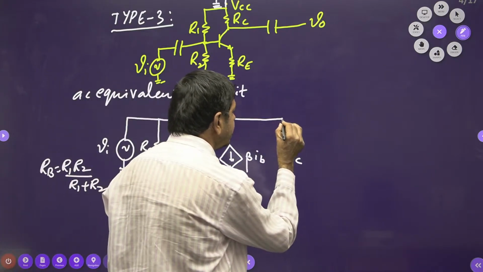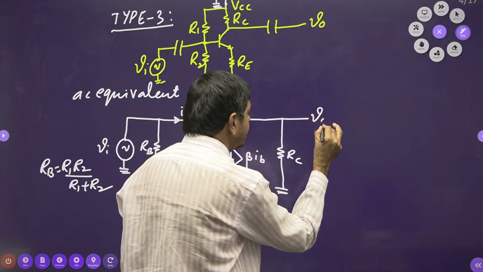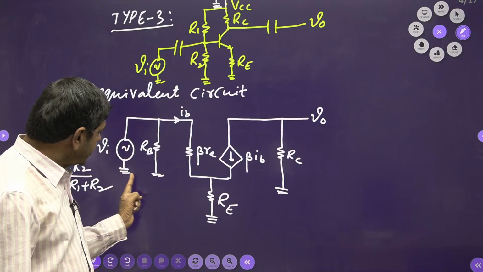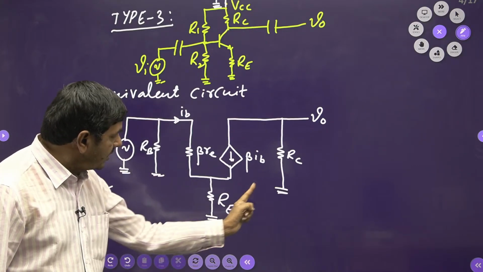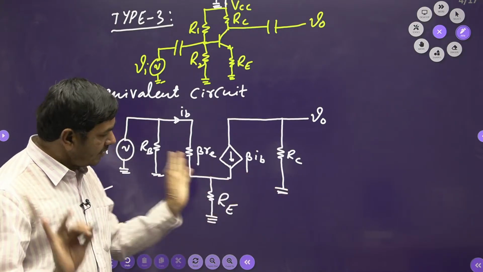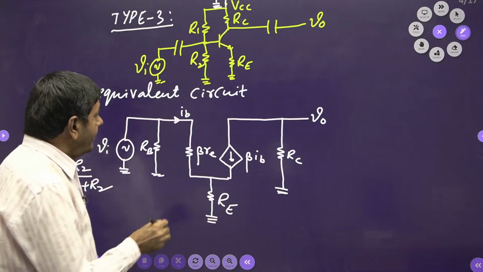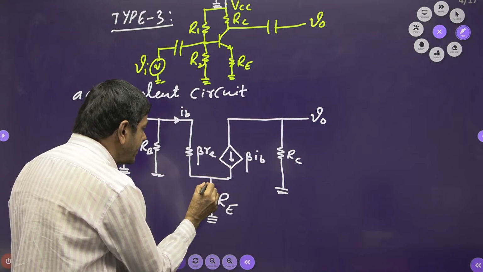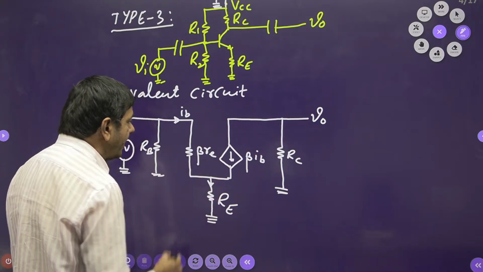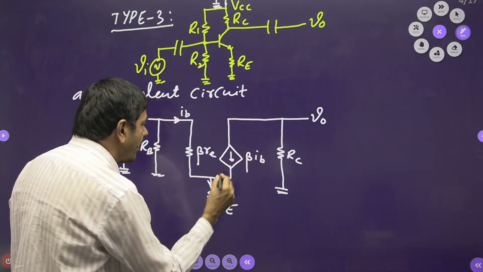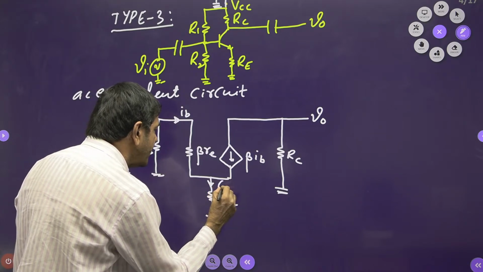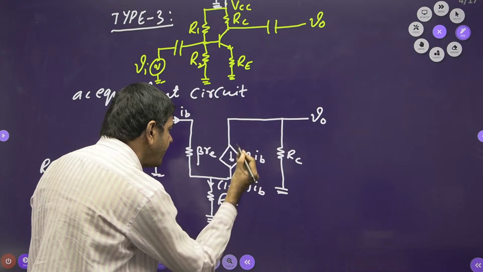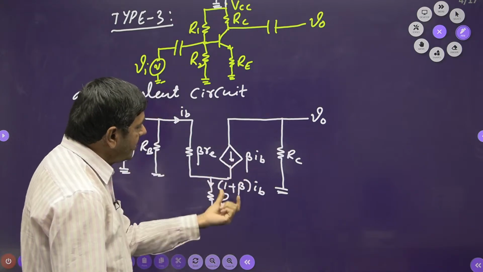Next, the capacitor must be shorted, then you will receive the output V0 on this side. You can combine this ground and this ground; okay, leave it, no problem. This current is IB, this current is beta into IB, and this is the emitter current IE. IE equals IB plus beta into IB. If IB is taken common, I get (1 plus beta) times IB.